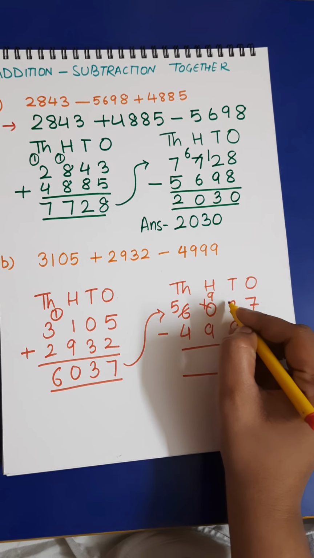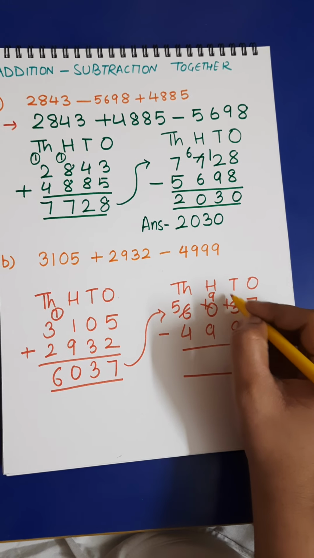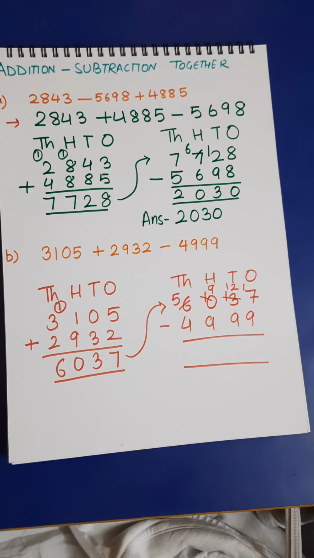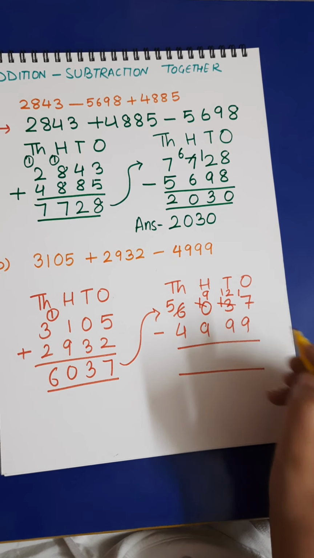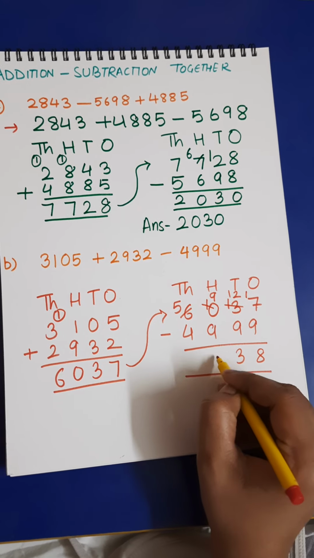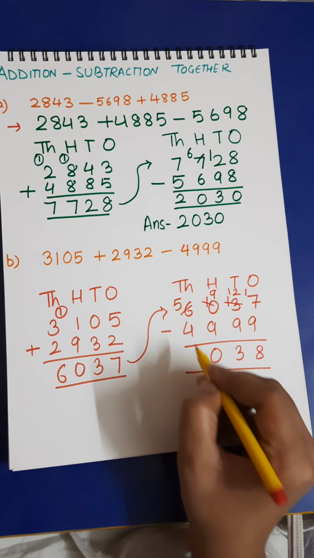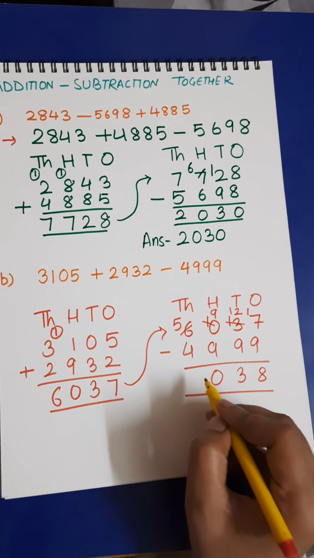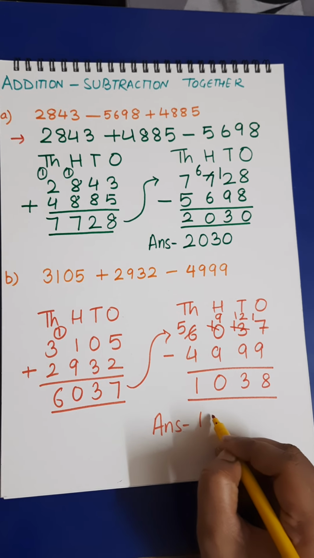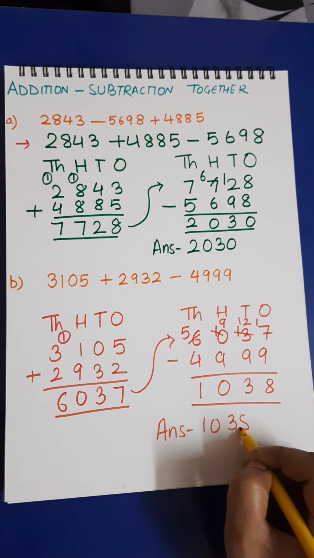It became 900s. This is 13 tens. It became 12 tens and it became 17 ones. Right? So 17 minus 9 is 8. 12 minus 9 is 3. 9 minus 9 is 0. And 5 minus 4 is 1. So I got my final answer, that is 1038.